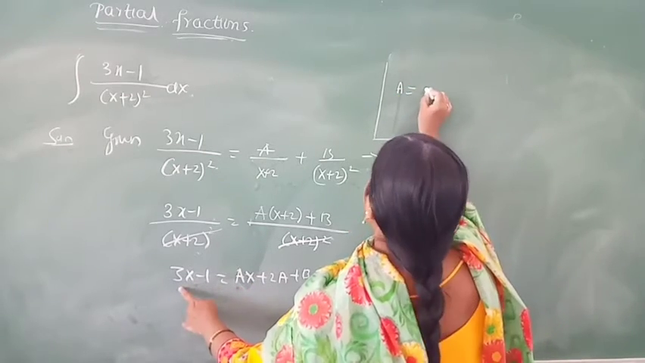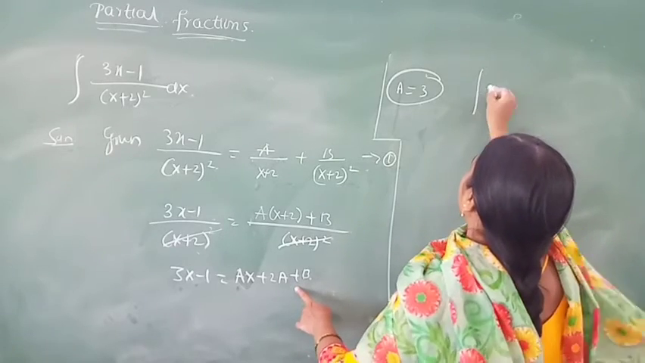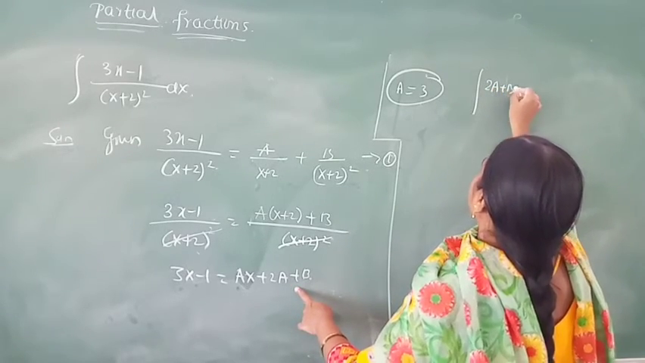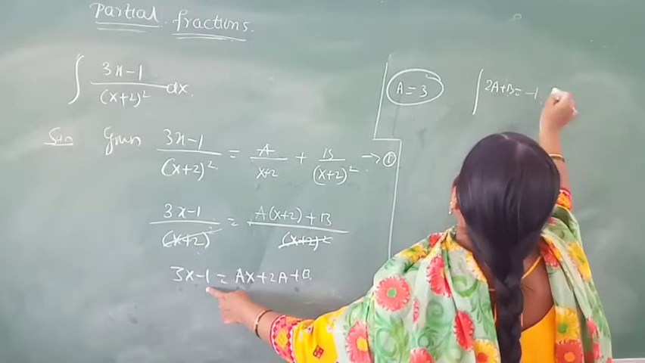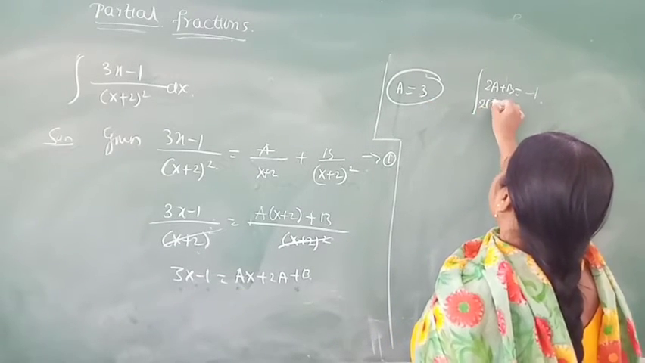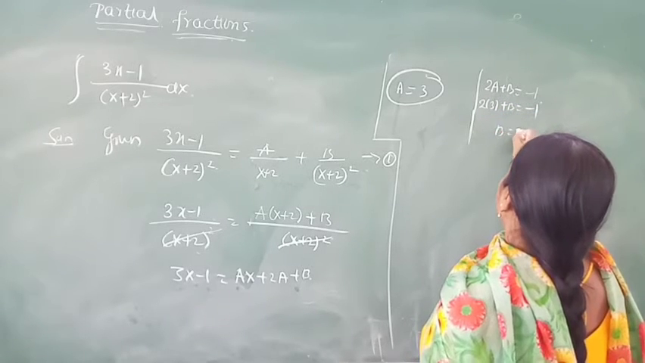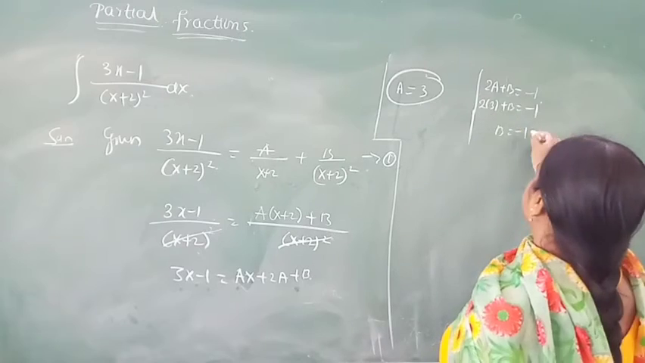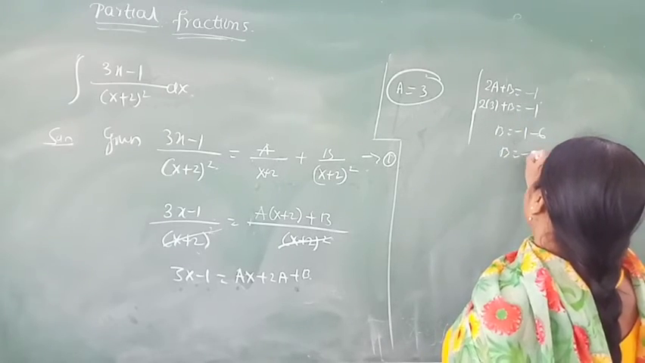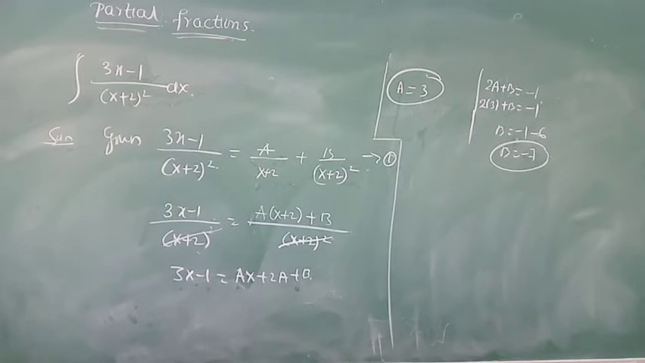Their coefficient of x is 3, means 0 into 3. Their constant is 2a plus b, their constant is minus 1. And applying a is 3 here: 2 into 3 plus b is minus 1, means b is equal to minus 1, 2 into 3 is 6. We take 7 minus 6, b is minus 7. Means we got the value of a and b.